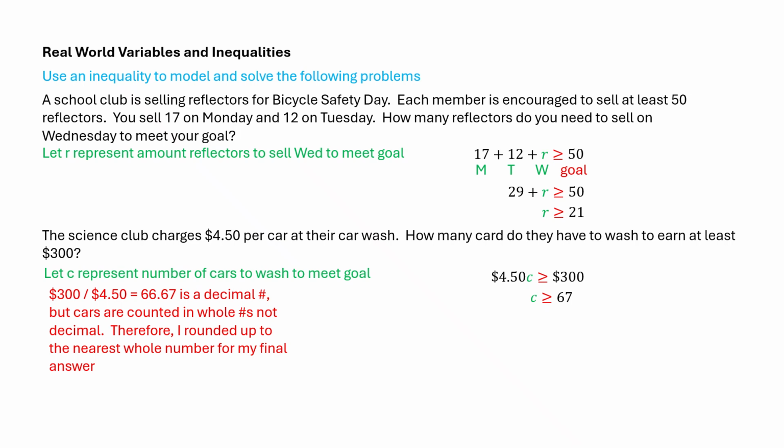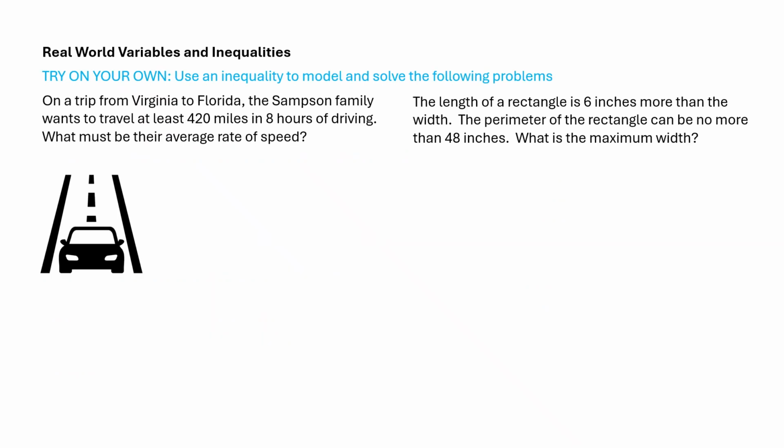So therefore, I rounded up to the nearest whole number for my final answer. You can check me, but if you put the cars at just 66, you'll be short of your goal. You have to round up in order to meet the goal of at least $300. Try these on your own. Pause the video, read the problems, work it out, resume when you're ready to check.